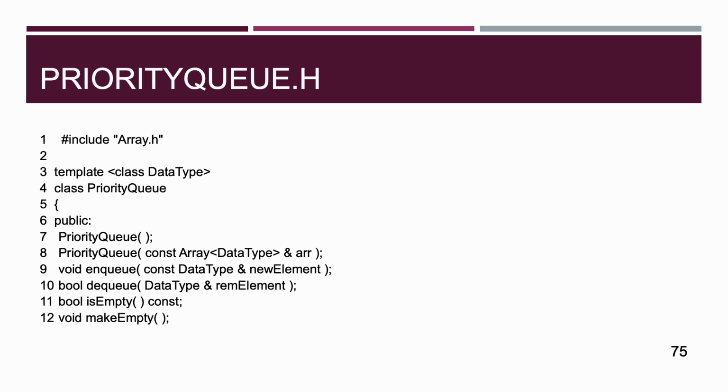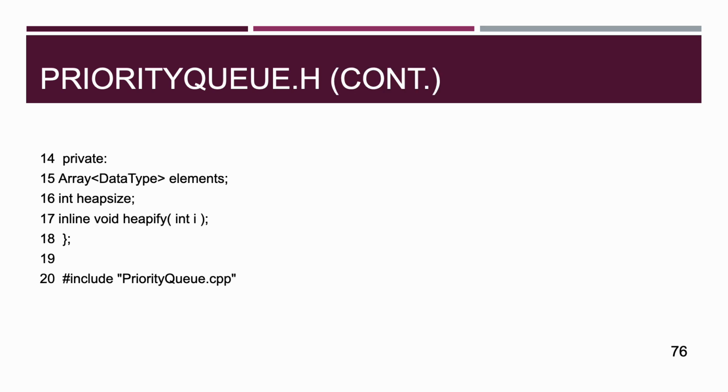Now here is a priority queue header file. So we have array.h, template class data type, class priority queue, then public priority queue, constant array data type, and array. So we have all these: enqueue, dequeue, empty, and make empty, those functions here in the header file. And then we also have private data: array data type elements, integer heap size. And then we are also including the priorityqueue.cpp.